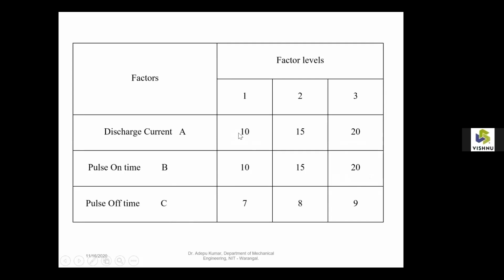Then I should give the justification why not taken less than 10: the machining could not take place. Why not consider above 20? Because the maximum value in our machine is 20 amperes. With this justification, I can do the further analysis.